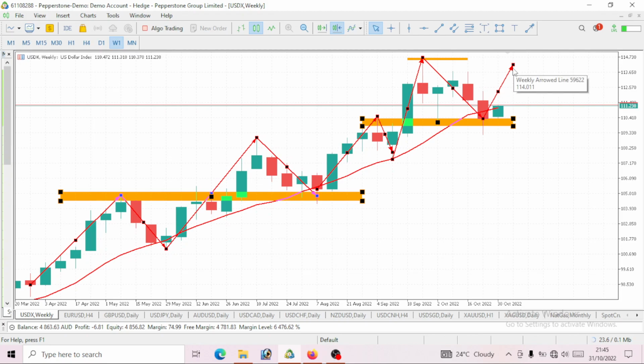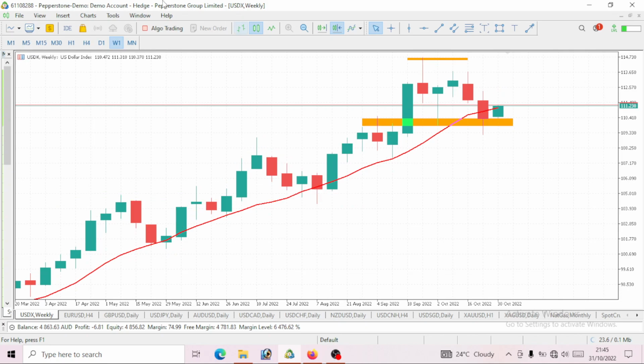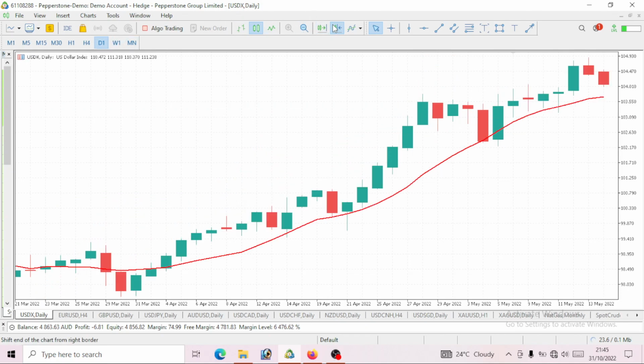So this week we will be seeing a bullish move on our USD index, meaning as we go bullish this week, then any other currency pair we are trading against our USD will definitely give us a bearish move. So now this is it. We are expecting a bullish move on USD index, right? Now let's roll down to the daily time frame on USD index.